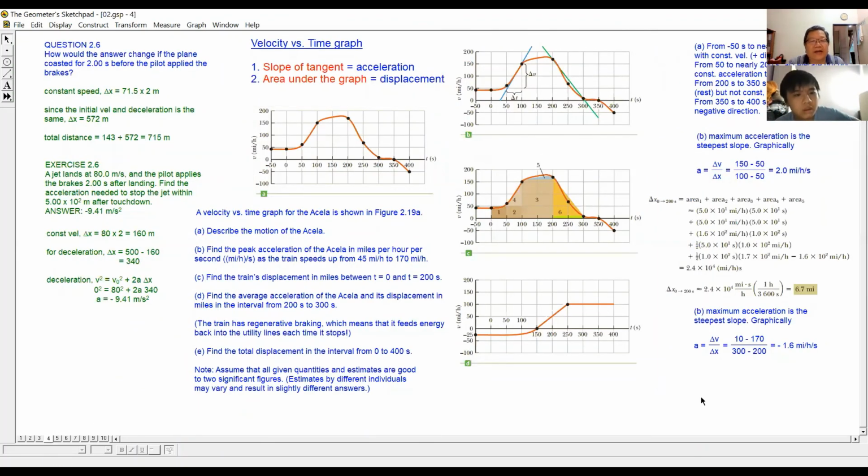Okay, the second one, find the peak acceleration.